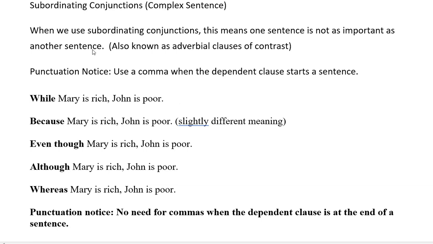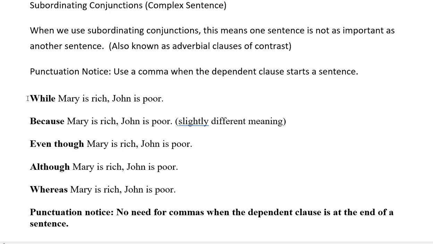Here you can have transition words in complex sentences. A complex sentence is when you have a dependent clause and an independent clause, and the dependent clause is a sentence fragment. And we always start a dependent clause whenever we have a subordinating conjunction. While, because, even though, although, whereas. These are all examples of subordinating conjunctions.